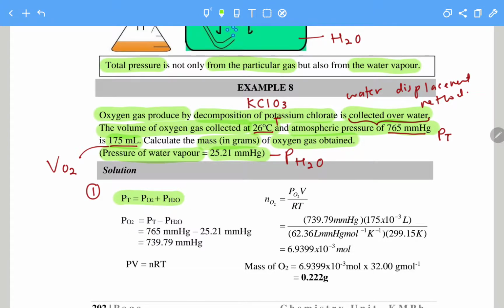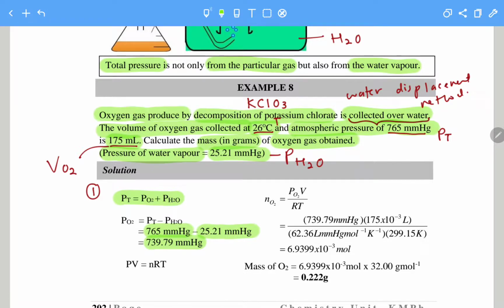So PO2 is equal to P total minus PH2O. So 765 mmHg, which is the P total, minus the partial pressure of water vapor given, 25.21 mmHg. So you will get 739.79 mmHg. Okay, alright. Next, you already have the partial pressure of oxygen gas.